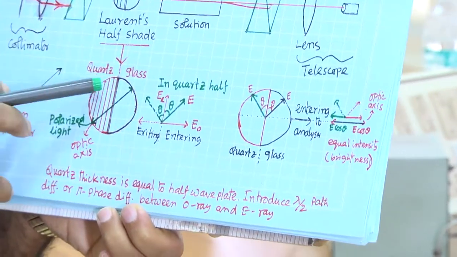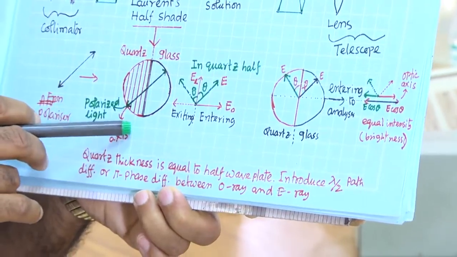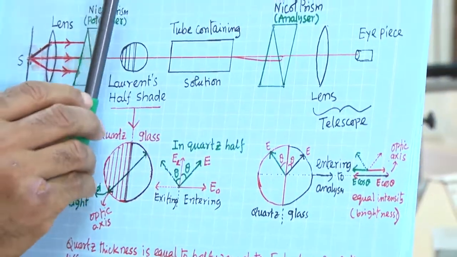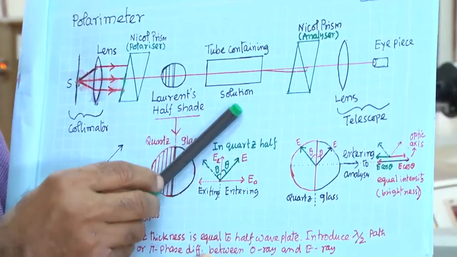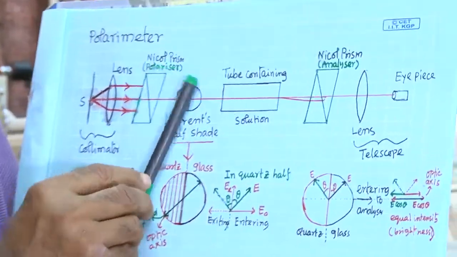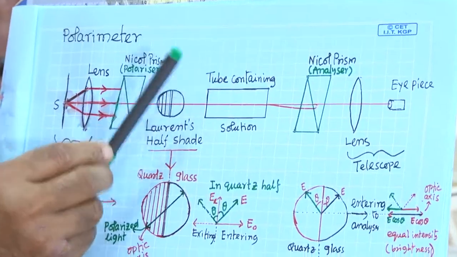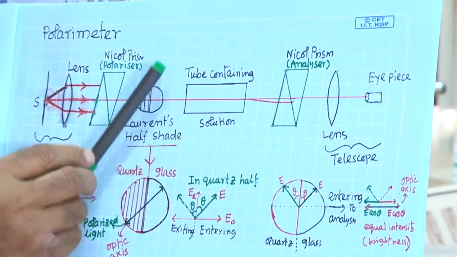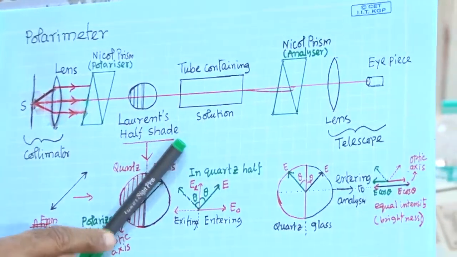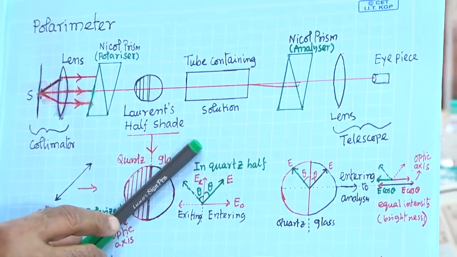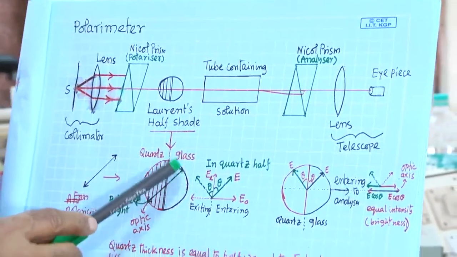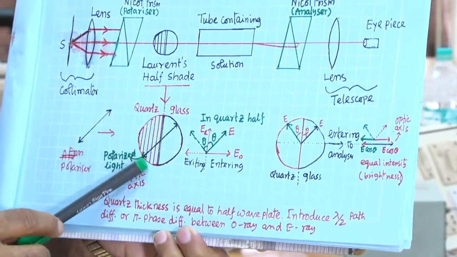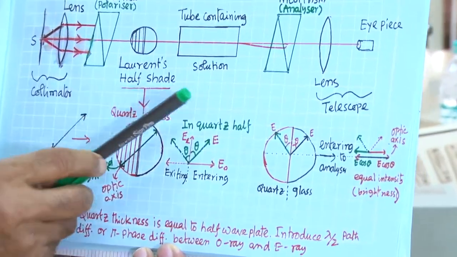From the polarizer, the plane polarized light has its electric component, say, like this. It will fall on the Lorentz half shade this way. When it falls here, it falls on the glass plate as well as on the quartz, so it will pass through this plate.